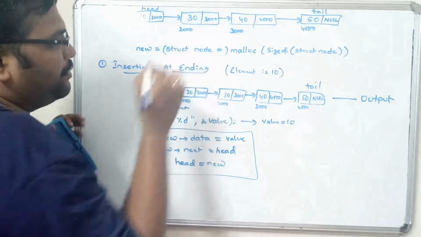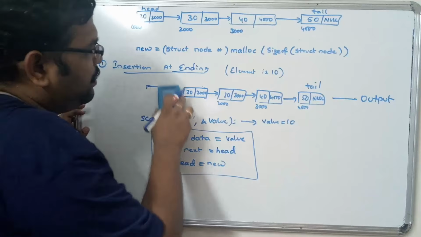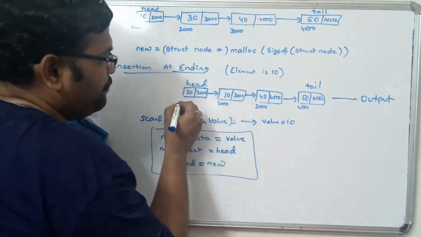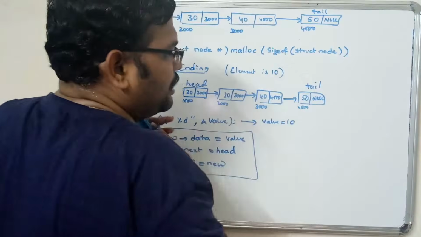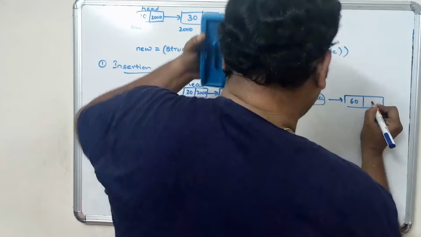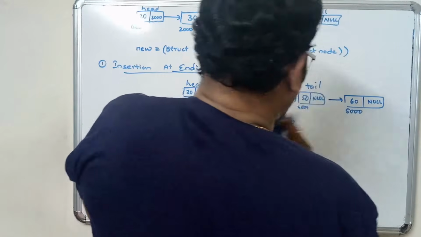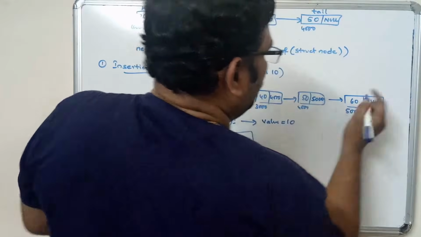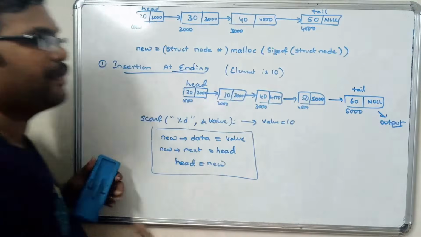Inserting at the ending. Right. So this is the head. This is the 1000. And if you want to insert here, so see, 60, null, 5000, and here it should be 5000, it should be 10. So this one is the output, right?